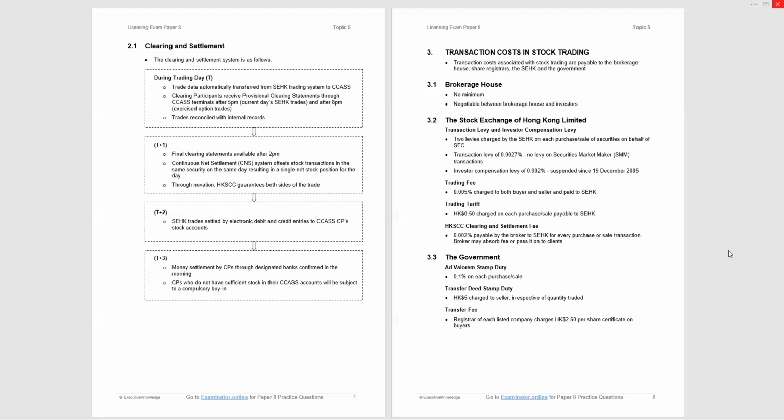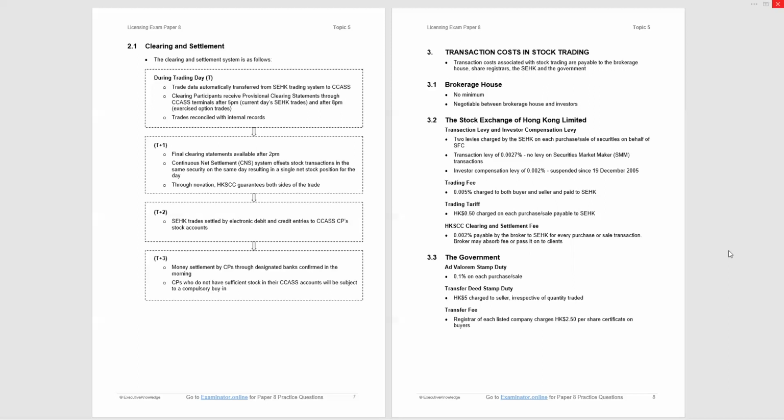The stock exchange collects two levies, the transaction levy and the investor compensation levy, and those are collected on behalf of the Securities and Futures Commission. However, the investor compensation levy has been suspended since December 2005. The trading fee and the trading tariff are collected for the stock exchange itself, and the Securities Clearing Corporation receives a clearing and settlement fee. The percentages are listed there.